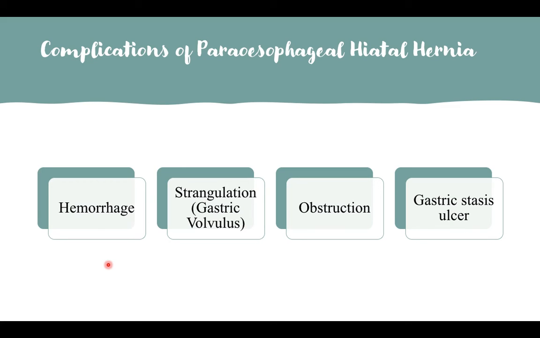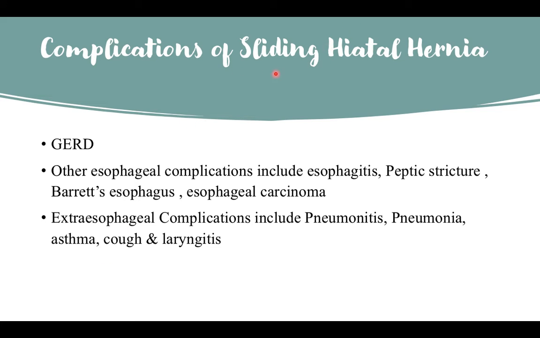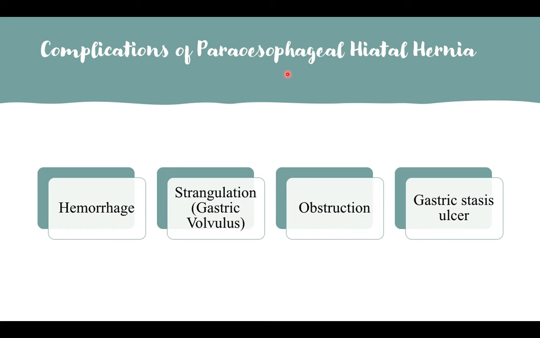Now, complications of periesophageal hiatal hernia, especially. The previous one is especially for the sliding hernia, and this one is for periesophageal, that is type 2, 3, and 4. So hemorrhage, because surgical intervention is there, strangulation, gastric volvulus, obstruction, gastric stasis ulcer. So these are some of the complications of paraesophageal hiatal hernia.